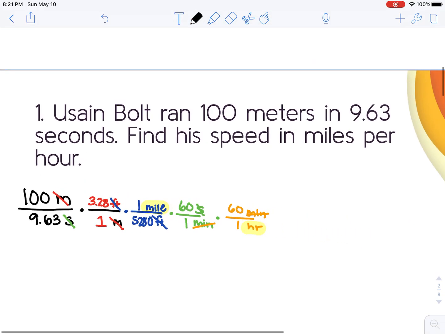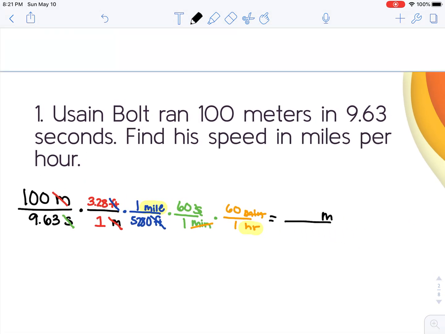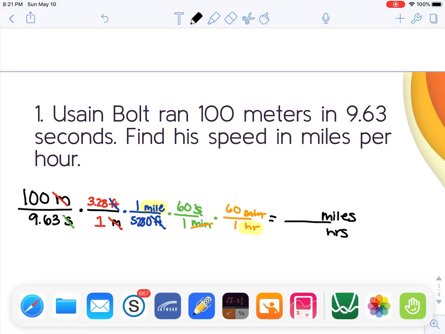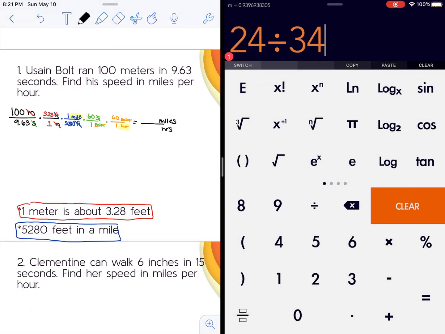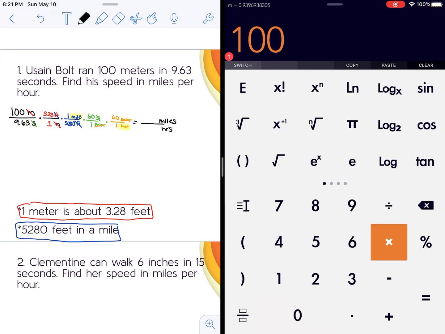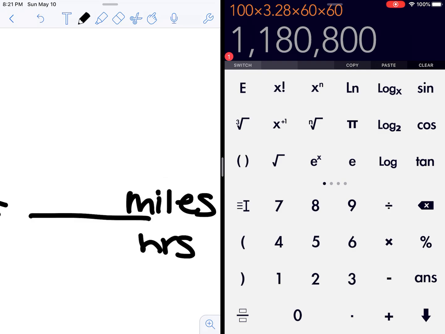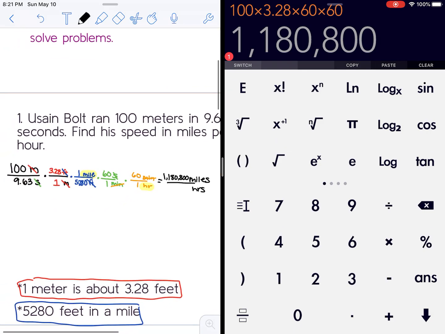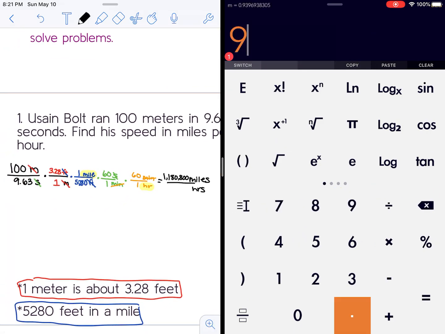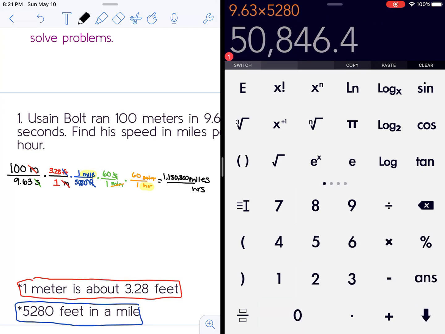So if I multiply straight across here, I'll get my answer in miles per hour. And then I can simplify that fraction. So in my numerator, I have 100 times 3.28 times 1 times 60 times 60. So I get 1,180,800 miles. In my denominator, I have 9.63 times 1 times 5,280 times 1 times 1.